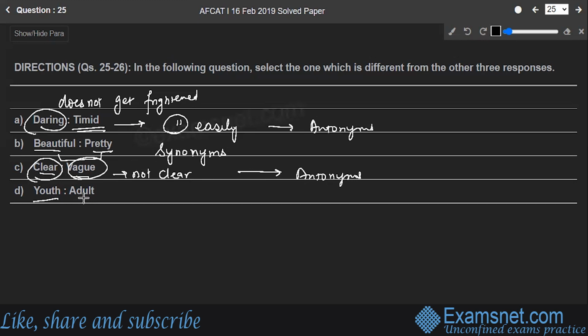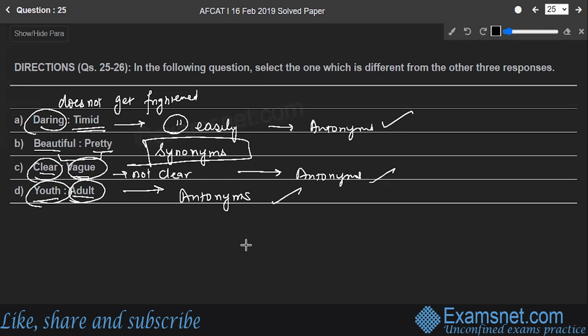Youth, when you are young, like in your teenage or your early 20s. Adults are basically the grown-up youth. So again, they are the antonyms. Only option B is the one which is representing the synonyms. Rest A, C, and D, they are representing the antonyms. So option B is the correct answer to the problem. Hope you're clear. Let's move to the next question.